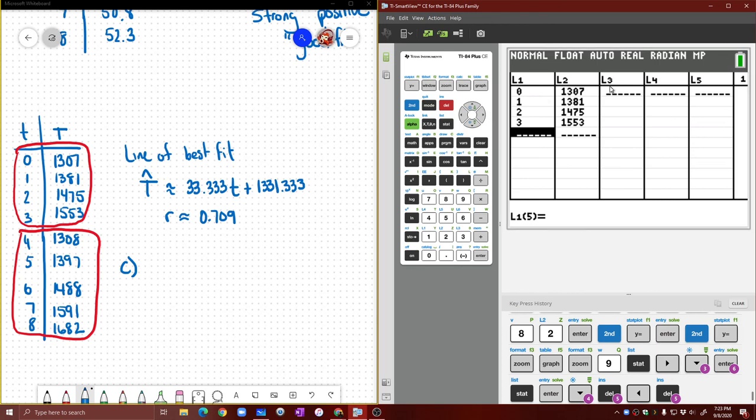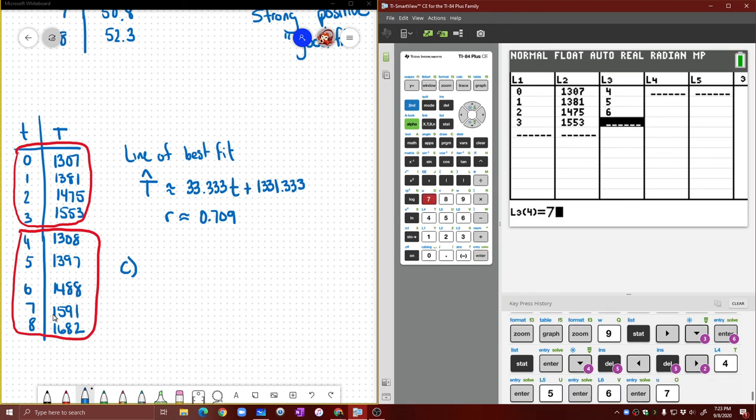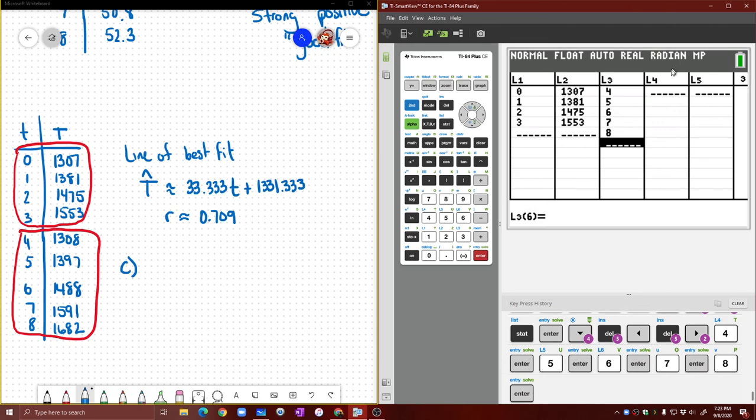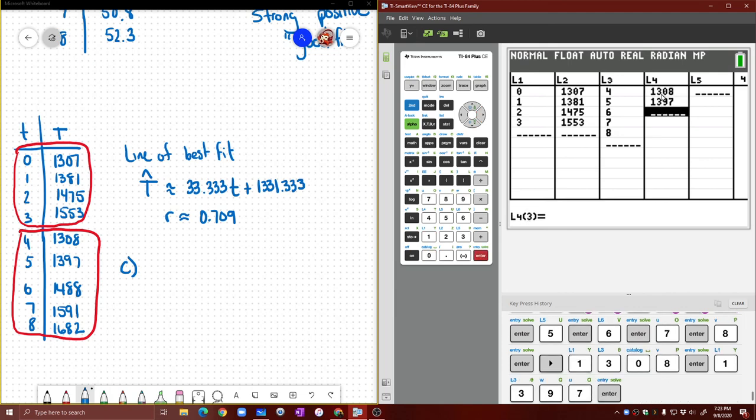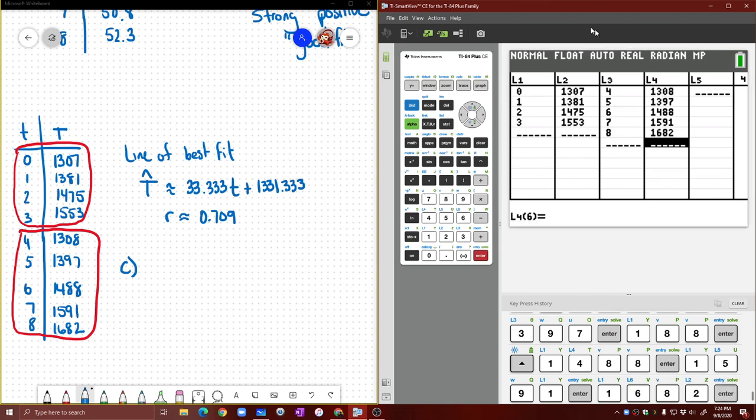Now, to save time, I'm going to rewrite for L3 and L4 the second group. So 4, 5, 6, 7, 8. And I'm going to copy over those numbers. L4 would be the other Y value, so 1308. Whoops, missing a 4 there. 1488. There we go. 1591 and 1682. There we go. All right, so now we're going to come up with that linear regression.